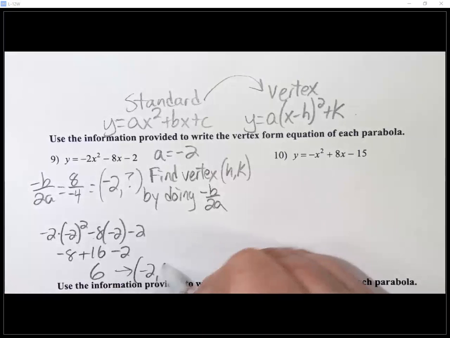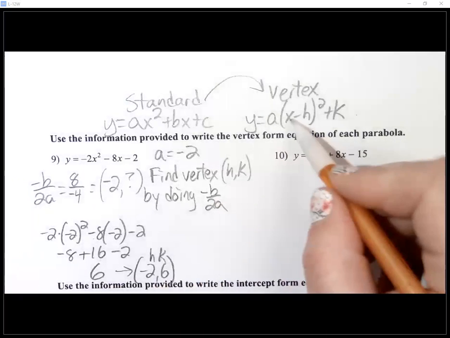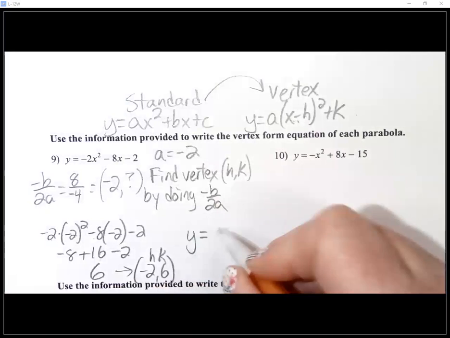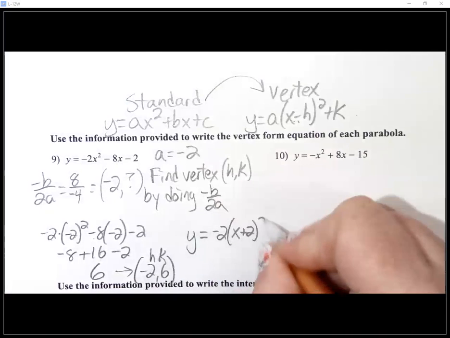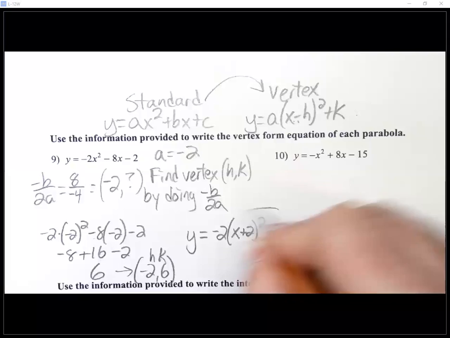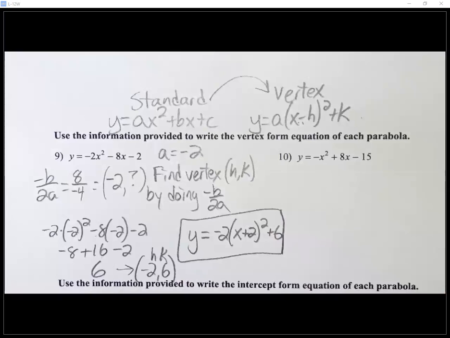And now I have all the pieces. I have a, h, and k. So I can just pop them into the vertex formula. a was -2, times (x minus a -2), so that turns into a plus, and then plus k. There it is. Did that make sense? You see how we did that? So go ahead and try number 10. Same idea. You already know what a is, and then all you have to do is find the vertex. Plug the pieces in, and you're in business. Okay, so I'll give you a minute to try number 10.